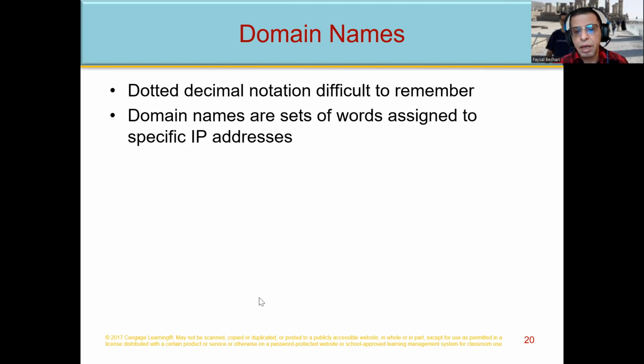What's a domain name? Probably you're going to use the domain name. It's the dot-decimal notation that is difficult to remember because it's a number, so they change it to a name. Domain names are a set of words assigned to a specific IP address. So you have a specific IP address, which is a number, but a word is assigned to it so you can remember it better this way.